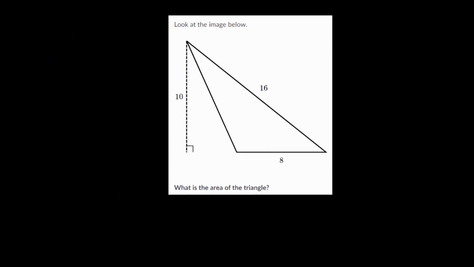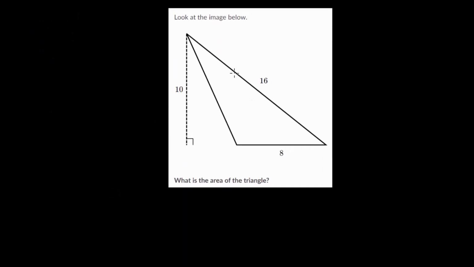And let's do another problem. So this one's a little bit more complicated since we have an obtuse triangle. Its angle here is bigger than 90 degrees, but it's the same process. The area of the triangle is 1/2 of whatever our base is, multiplied by whatever the height is.